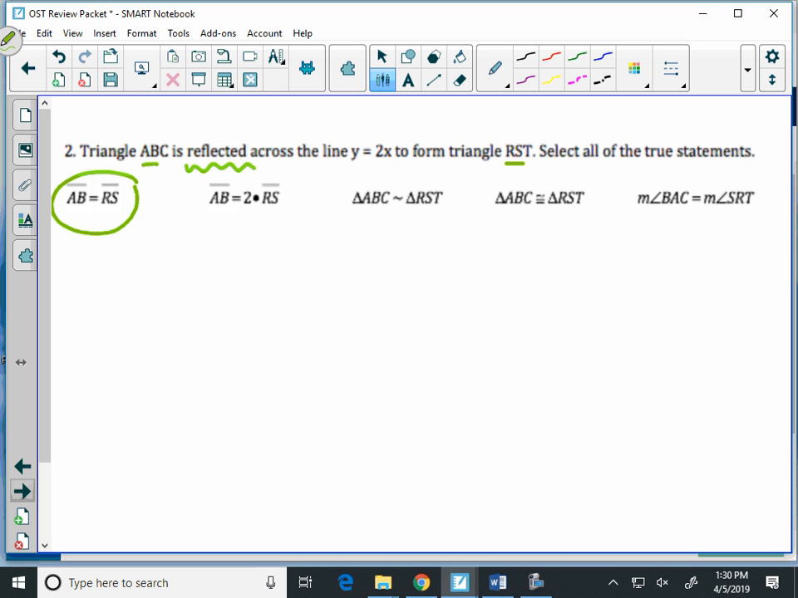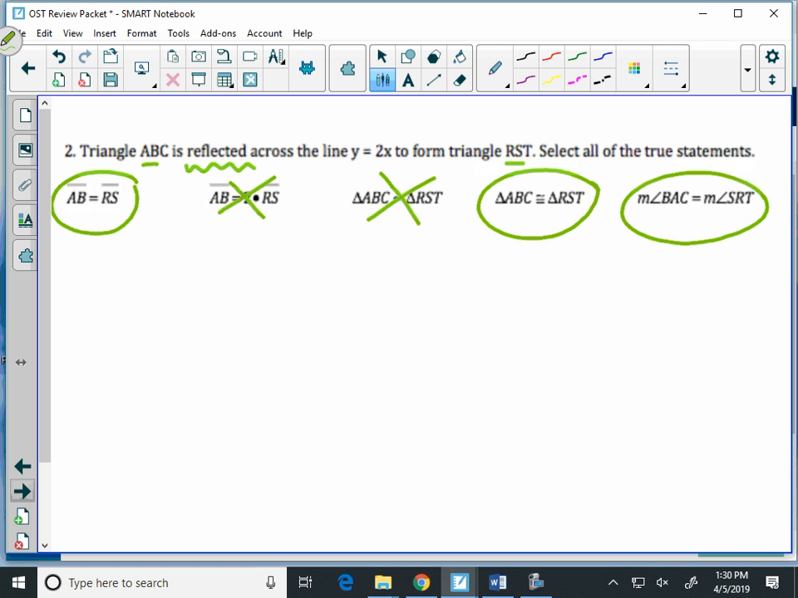Okay. Well, if they're the same exact size, AB is not going to be 2 times whatever RS is. AB is not going to be twice the length of RS. That doesn't make sense. They're the same size. Also, if they're the same size, they're not going to be similar. They're going to be congruent. They're identical. Also, their corresponding angles will be the same.